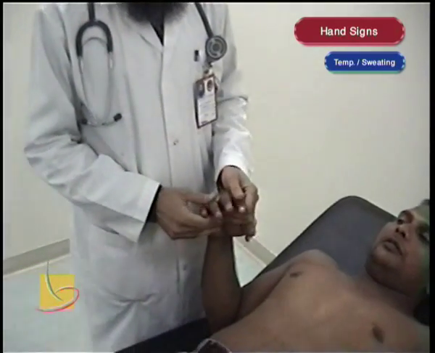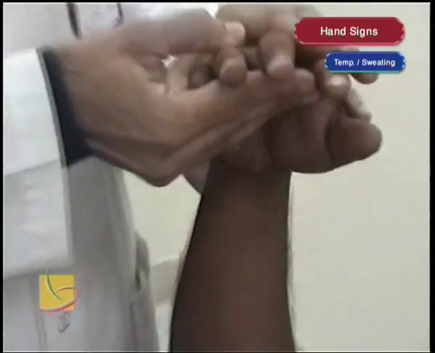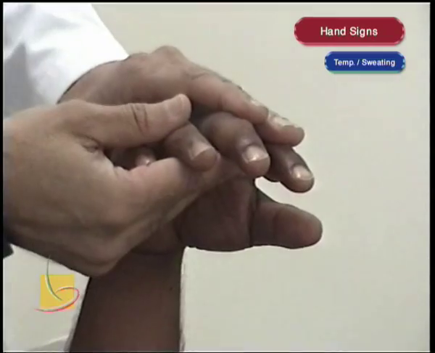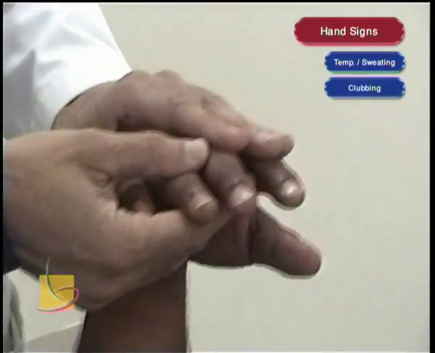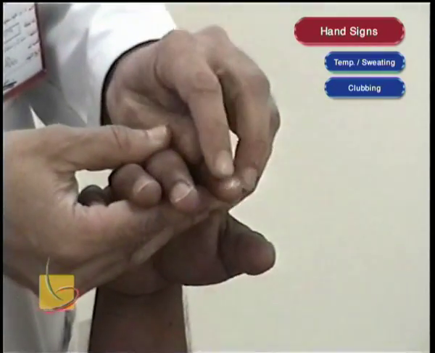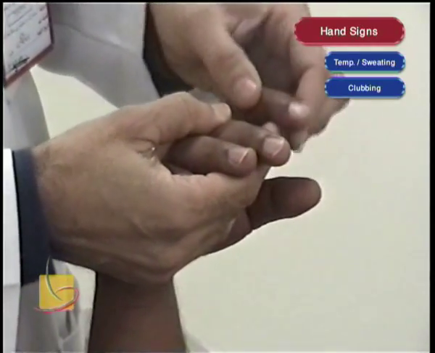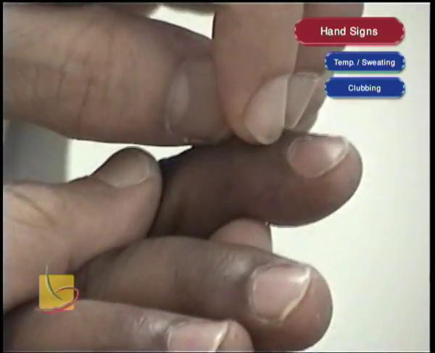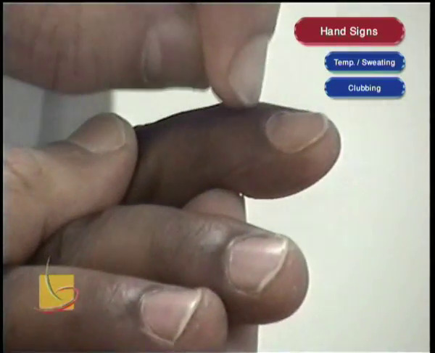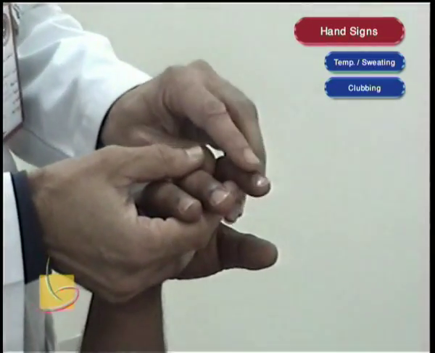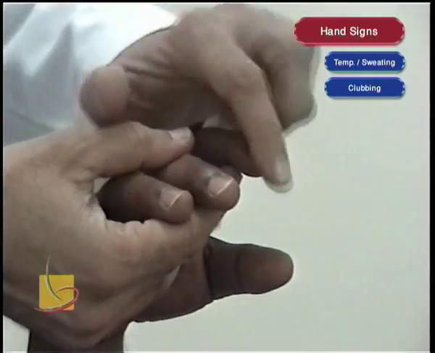Nails. To examine the nails, you have to put the hand in this position, like that, and then look carefully from the side. Clubbing, if it is present, should be apparent, and the definition of clubbing is obliteration of this angle. This angle, of course, is the angle between the nail and the nail bed. This area is called the nail bed, so it is between the nail and the nail bed.